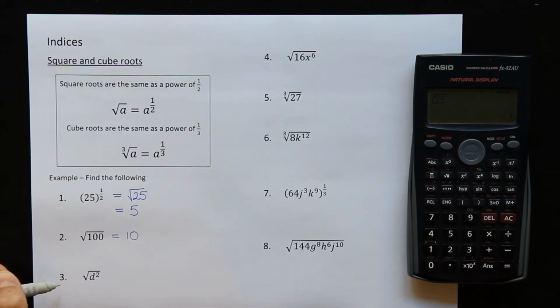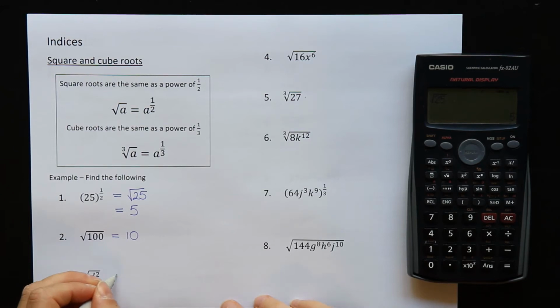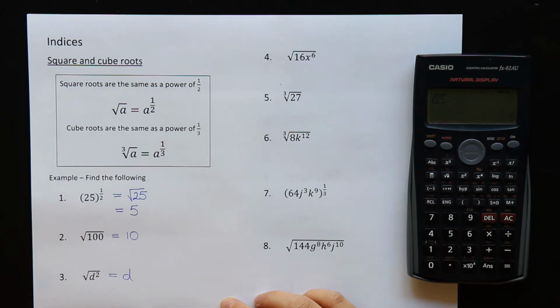But in question 3, we want to square root letters. That's a little bit strange. Now, a square is actually the opposite of a square root. So if I want to square root d squared, the square and the square root actually kind of cancel each other out, and my answer is just d. So the square root of something squared is just the something that you started with, the d.